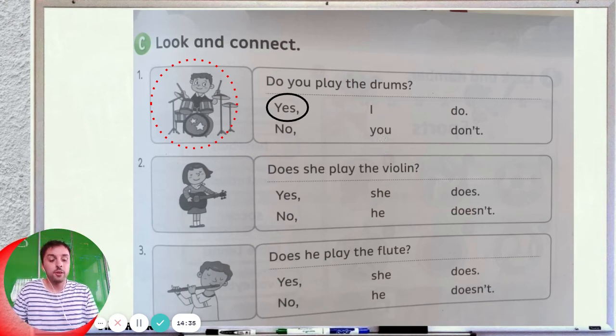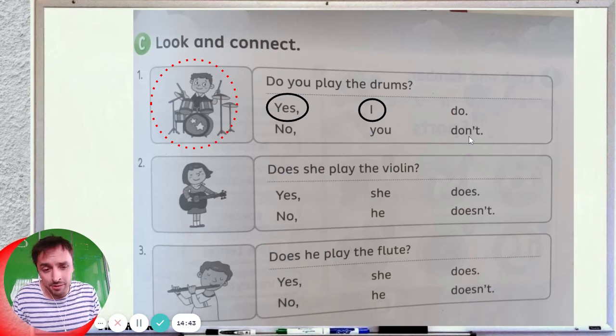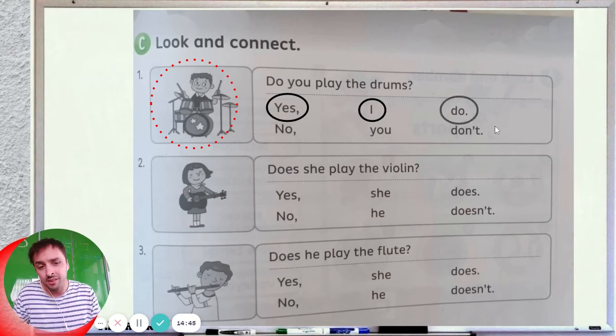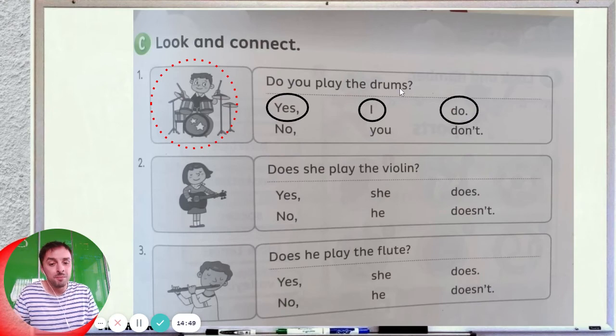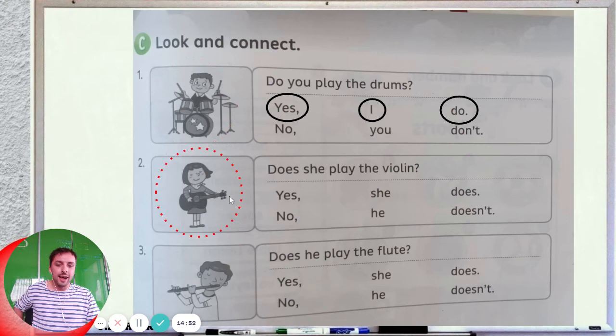Well, you changes to I. Remember, you changes to I. So yes, I. Is it yes, I do, or yes, I don't? That's right, it's yes, I do. Do you play the drums? Yes, I do. Okay, let's look at number 2.